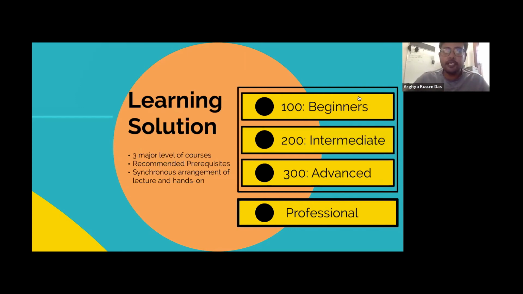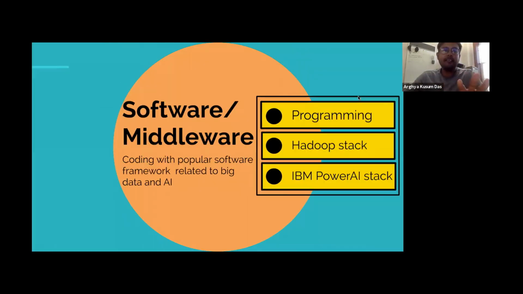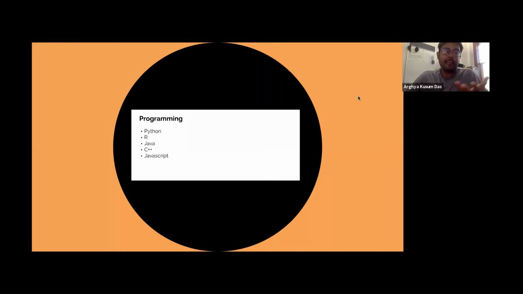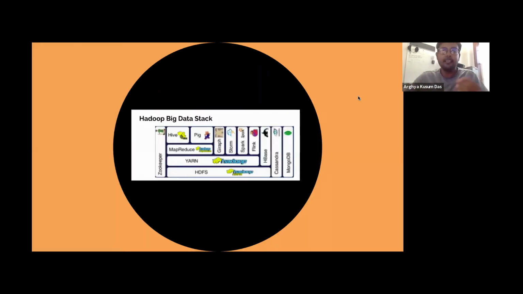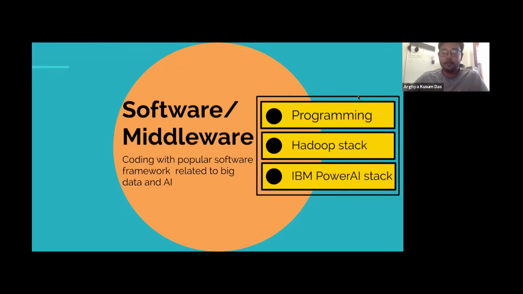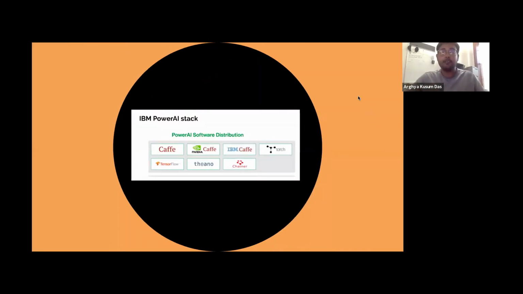So previously what we used to do, when we are taking all these learning things to the software or middleware, there are programming related issues, like lots of programming languages like Python, R, Java, C++, JavaScript. And then there is the Hadoop stack for big data, with lots of Hadoop related things. And also there is IBM's Power AI stack, which is really great, addressing lots of different machine learning related issues.